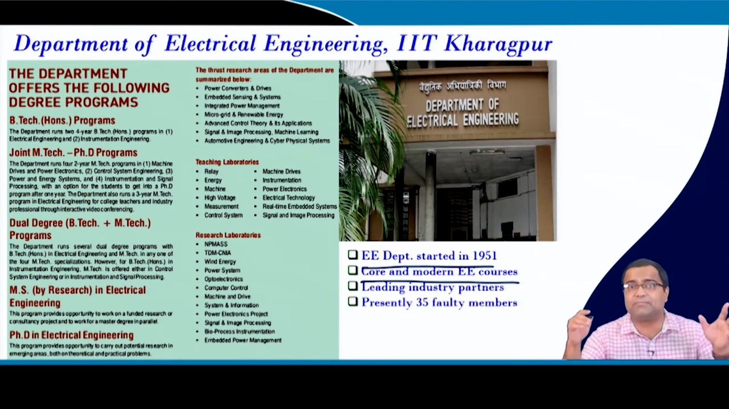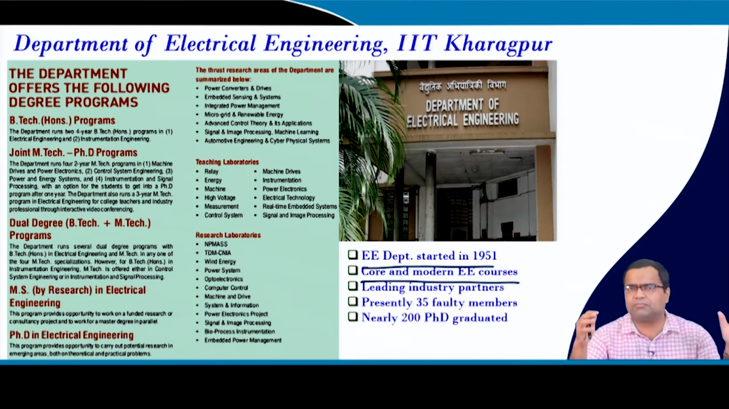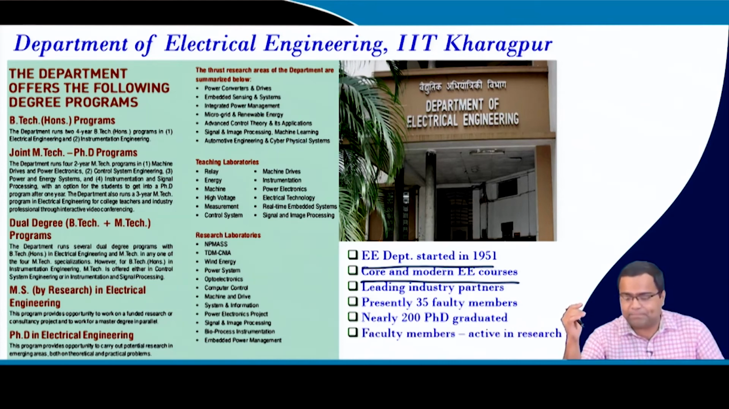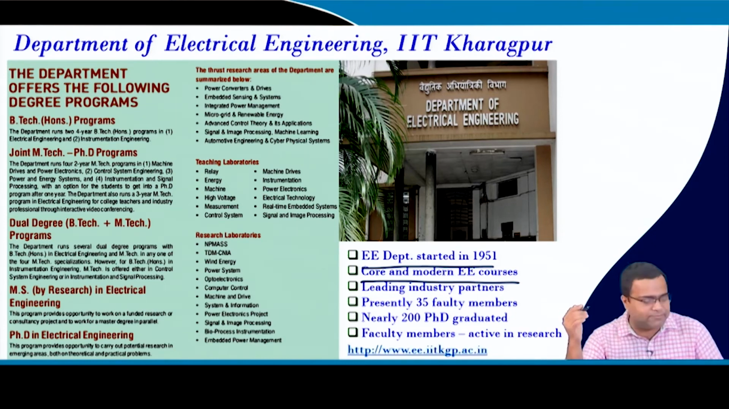Presently, we have 35 faculty members, but very soon we are going to have more. So far, more than 200 PhD students have graduated, and our faculty members are very active in research and have been serving in the editorial teams of leading IEEE journals. For more information about the department, you can visit this website.